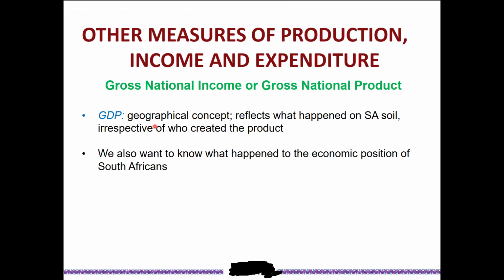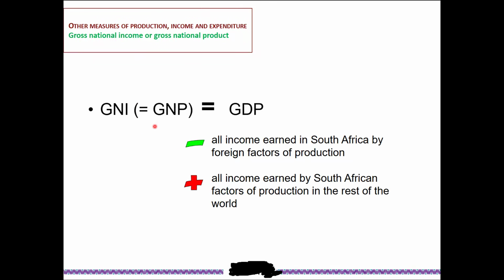You have gross national income and gross national product, right? These words can be used interchangeably. To calculate gross national income or gross national product, you just say GDP minus all income earned in South Africa by the foreign factors of production, plus all income earned by South African factors of production in the rest of the world. Basically, we're just trying to find out the income earned by all South African citizens, in order to determine their standard of living, how much income they are earning.